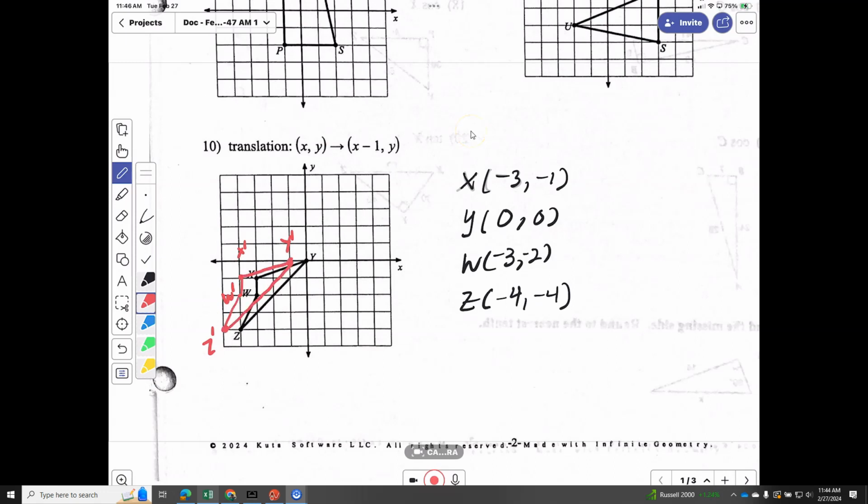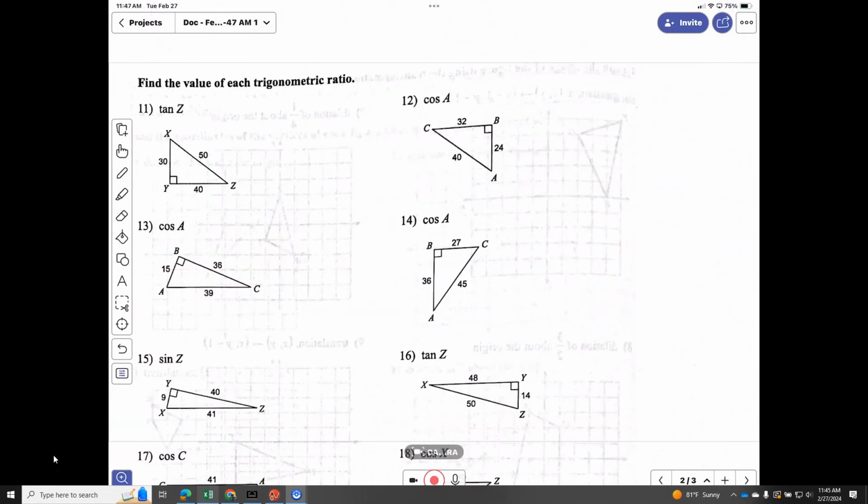So there's a transformation. So y prime is -1, 0. X prime is -4, -1. W prime is -4, -2. And z prime is -5, -4. So all I'm doing is I'm subtracting 1 from all the x's, and the y stays the same. So it's a translation.